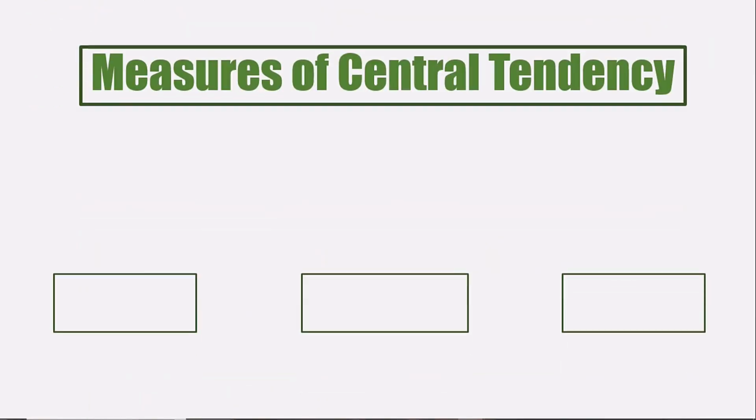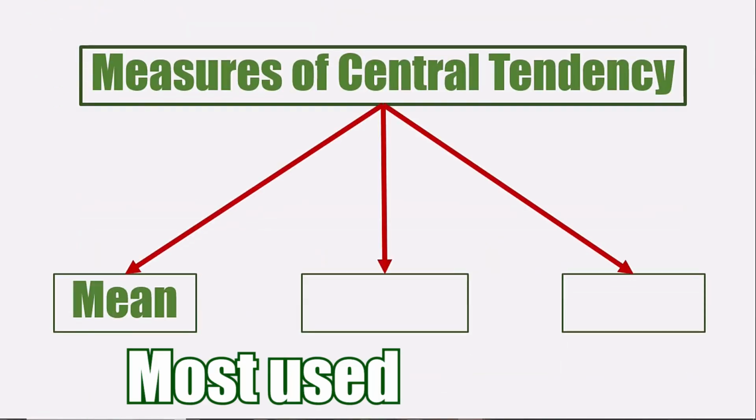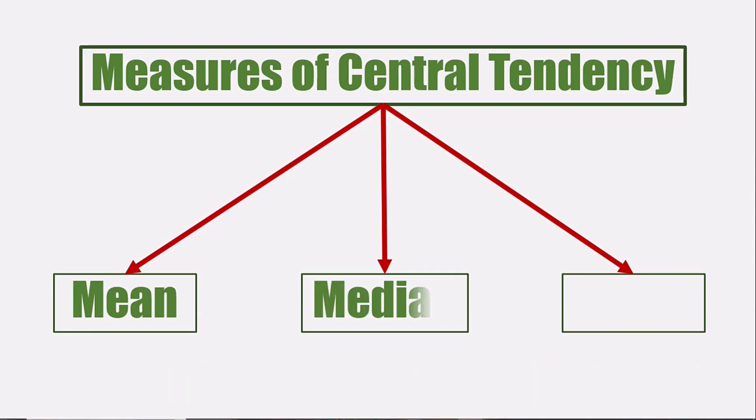Now, there are actually three measures of central tendency. That's the mean, that's actually the most used measure of central tendency, the median, and then the mode. Now, all these three measures of central tendency aim at getting one value from the middle of your dataset or from the center of your dataset to represent the entire dataset. Now, let's dive deeper into each of them.